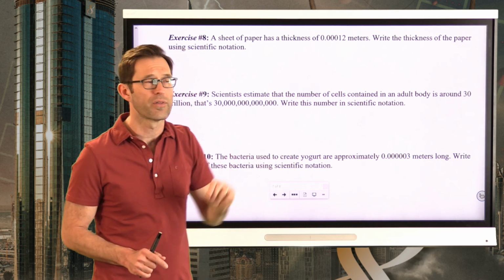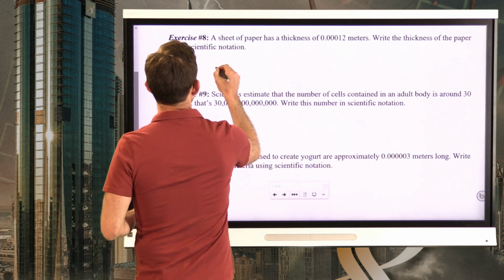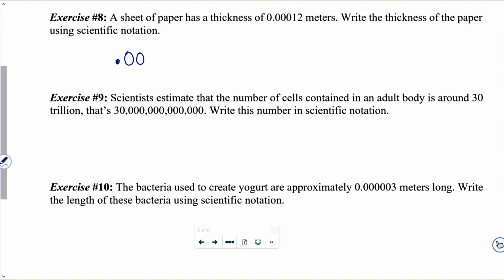0.00012. Very, very thin paper is. Now if I want to write this in scientific notation, whatever my exponent's going to be is going to be negative, right? And I'll figure that out by going 1, 2, 3, 4. So that's going to be 1.2 times 10 to the minus 4th meters.